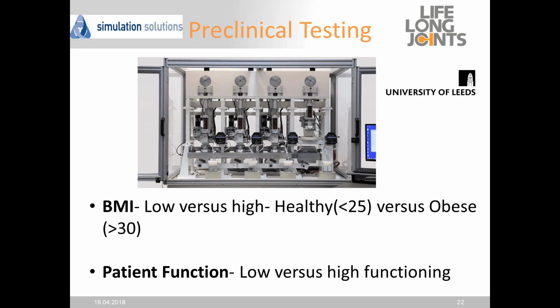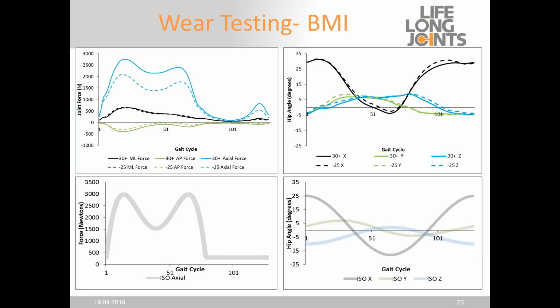So we wanted to compare how our low versus high functioning patients produce different wear rates, or if they produce different wear rates. So these are the waveforms that we've passed over to Rob Beadling and Richard Hall at the University of Leeds, and this is the input into the hardware simulation. And we can see the difference between the obese patients and the healthy weight patients is very little, other than an increased load in the axial force. As you can see here, the solid lines are the higher BMI group compared to the lower BMI group.